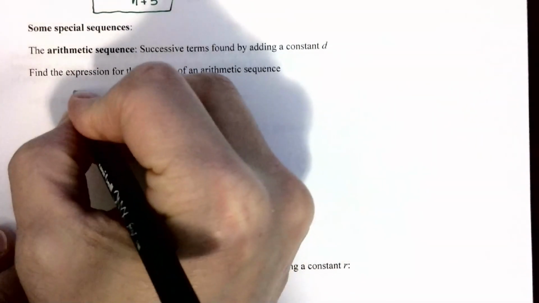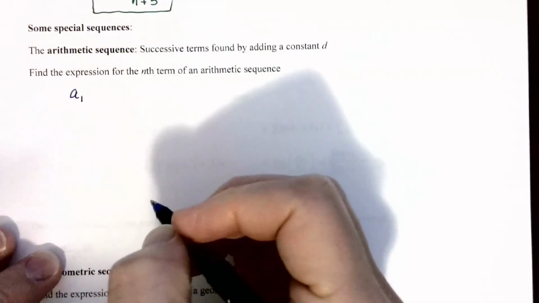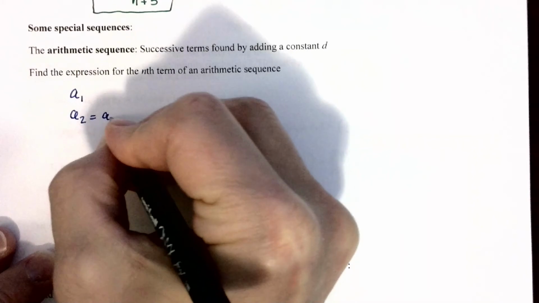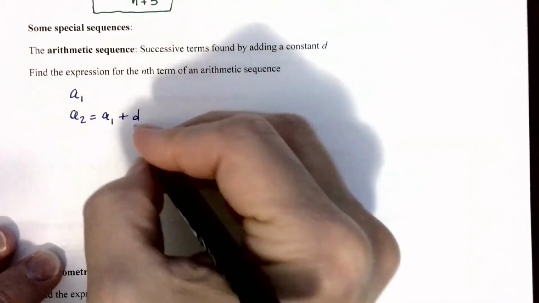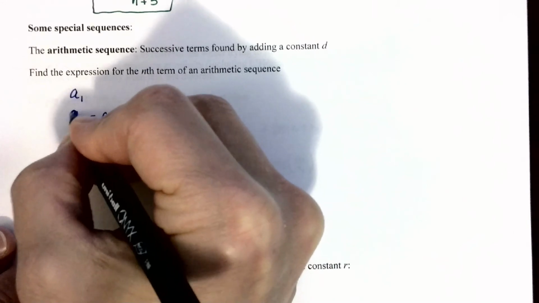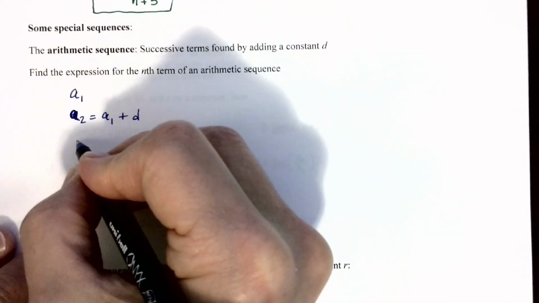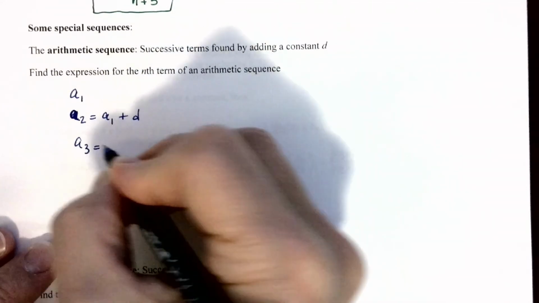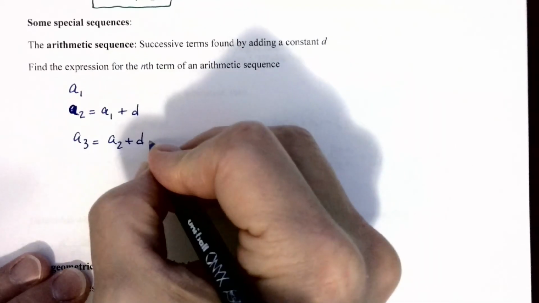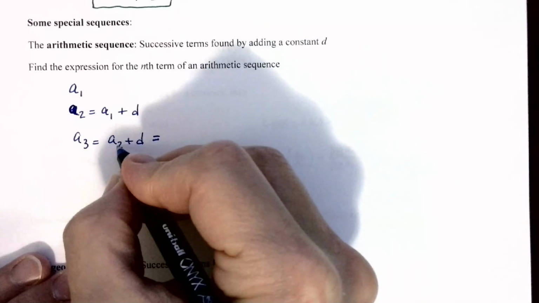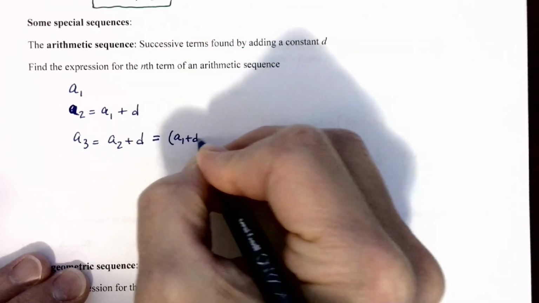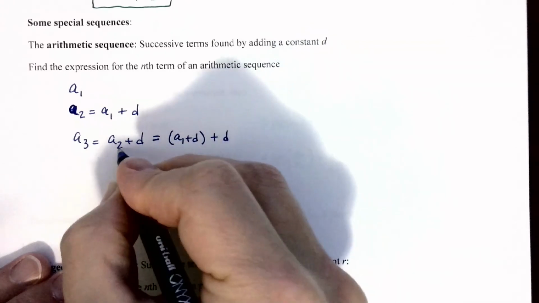So we're going to start with the first term in the sequence. I'm going to call it a sub 1. The second term, a sub 2, is going to be found by taking a sub 1 and adding d to it. It's kind of a recursion if you think about it. A sub 3 is going to be what? A sub 2 plus d. But now notice that I can rewrite this. A sub 2 I already know is what? A sub 1 plus d. Just replacing a sub 2 with a sub 1.